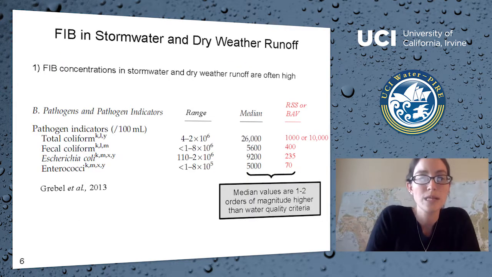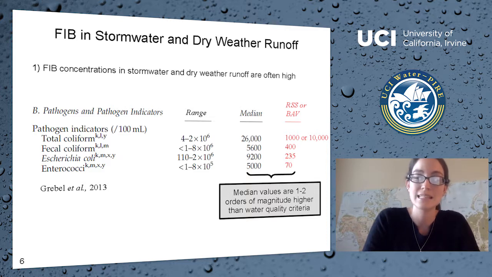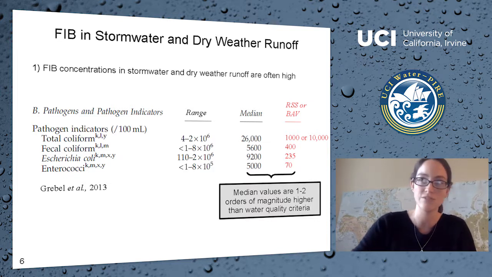So now I'd like to talk a little bit about fecal indicator bacteria in stormwater and dry weather runoff. So we're on slide 6, and compare those concentrations to some of those criteria, the non-potable criteria I was just talking about. And the first point is that fecal indicator bacteria concentrations in stormwater and dry weather runoff are often high. This is nicely illustrated by this table from Grevel et al. in 2013, and I should mention that all of the references are in the final slide of this talk if you're interested in any of this in more detail.